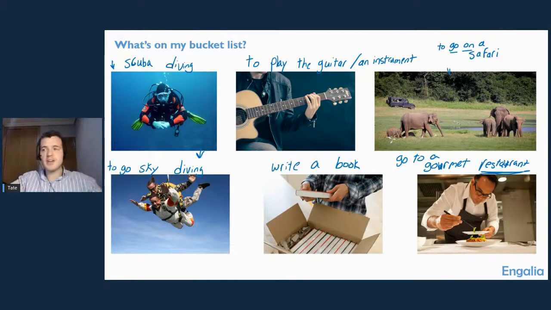So these are some of the items on my bucket list: to go scuba diving, to play the guitar, to go on a safari, to go skydiving, to write a book, and to go to a gourmet restaurant, a Michelin star restaurant. Those are mine.